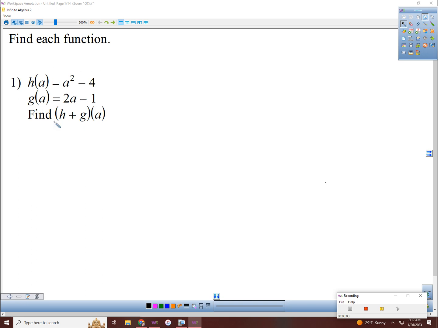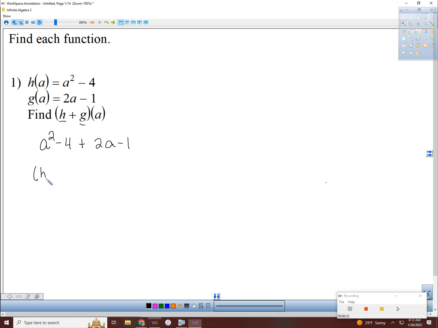All right, number 1. We are going to take h and add it to g. So since we're adding two things, we don't need any parentheses. So we have a squared minus 4 plus 2a minus 1. Now it's just a matter of combining like terms and putting this in order by degree.